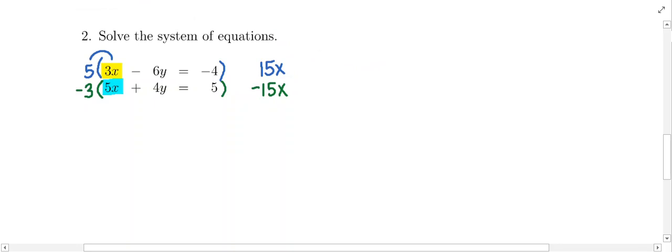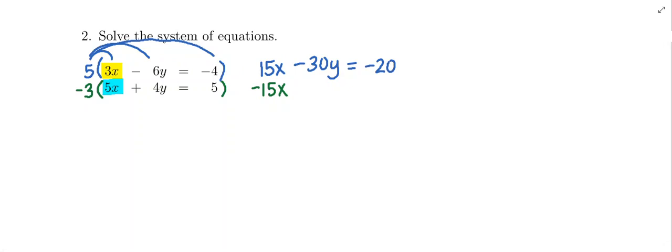So here we go. Let's take the first equation and distribute the 5 throughout. 5 times 3x is going to give us the 15x, it's positive, and then distribute here. 5 times negative 6y is going to give us negative 30y, and then on the other side of the equal sign, you're going to have 5 times negative 4, which is negative 20. So the first equation has been adjusted.